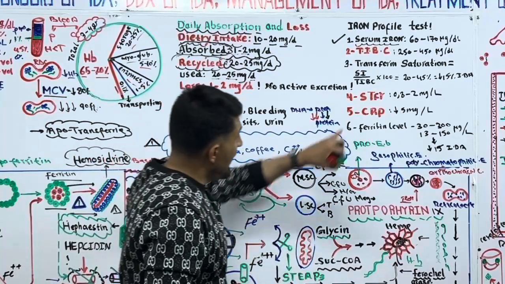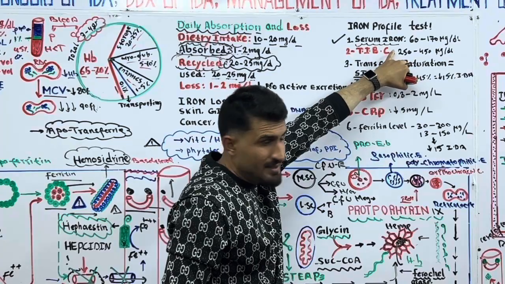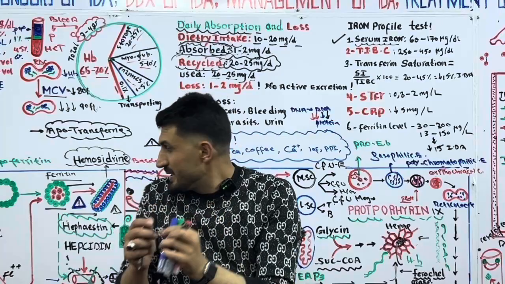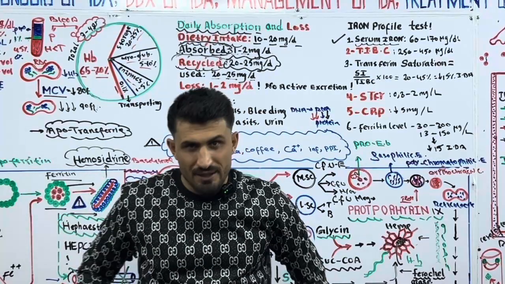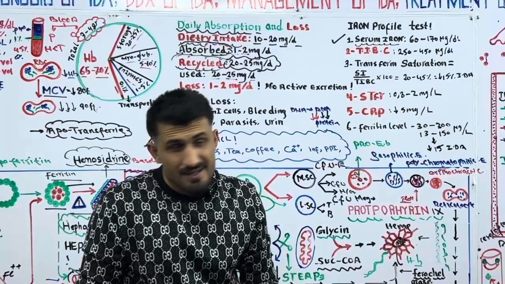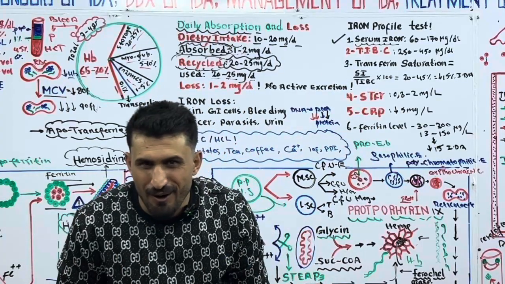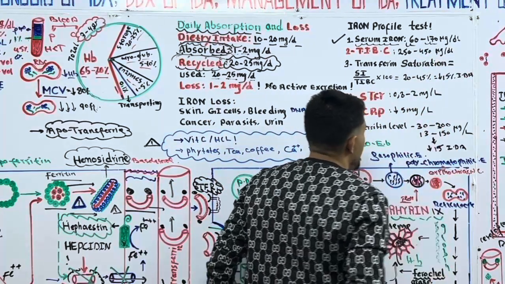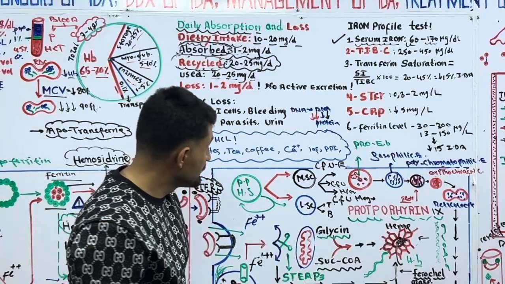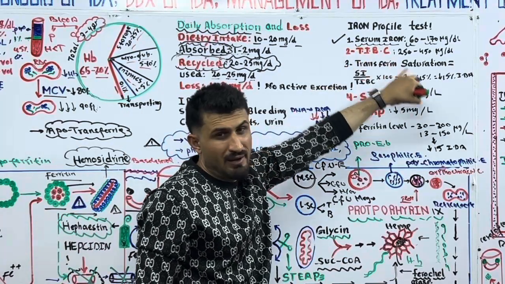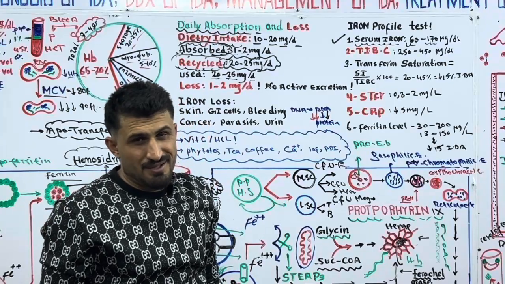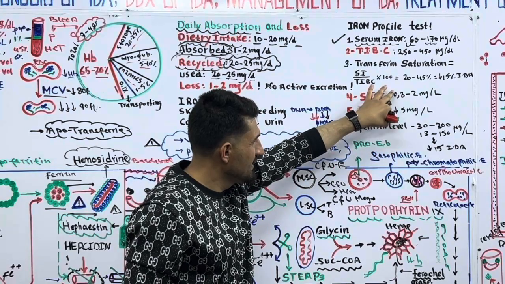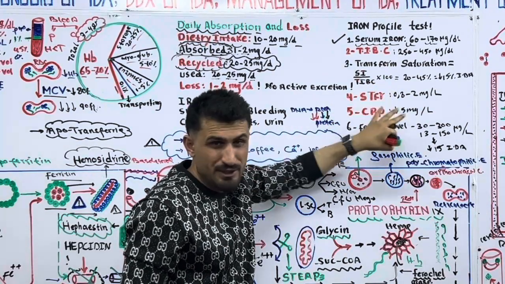But anyway, this serum iron, which we measure in the iron profile test, is saturated by transferrin. This iron is in transferrin form, not in free form, got it. And this is around 60 to 170 micrograms per dL. When we have less serum iron, it means we have iron deficiency anemia. But listen to me carefully, certain situations have direct and indirect effects on these profile tests.